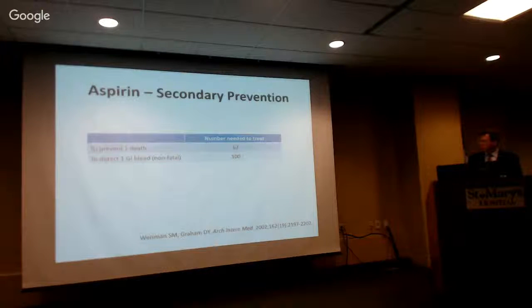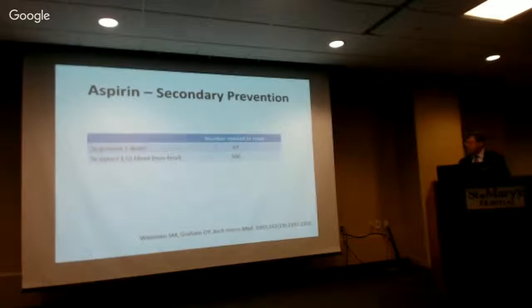This slide is looking at the overall effect and number needed to treat. And you can see the number, and again, this is for secondary prevention, people with a history of MI or ischemic stroke in the past. The number needed to treat to prevent 1 death is 67. The number needed to harm to cause 1 GI bleed is 100. So it's clearly in favor.